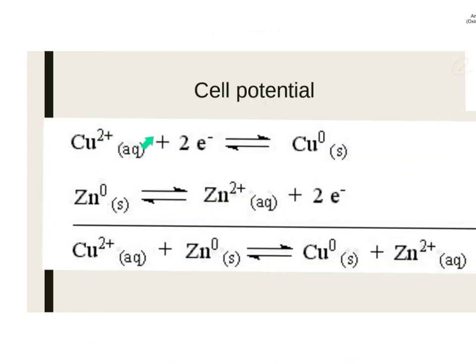And you can see here the first reaction is the reduction half cell reaction and the second one, zinc, is the oxidation half cell reaction. So here's the overall cell reaction. Copper 2 plus plus zinc gives copper solid and zinc 2 plus solution. And always this overall cell reaction is an exothermic reaction.